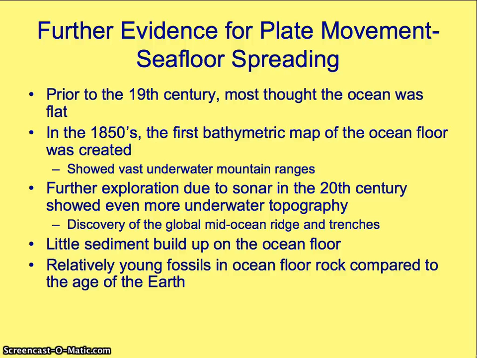So prior to the 19th century, most thought the ocean floor was flat. And in the 1850s, the first bathymetry map of the ocean floor was created. This showed vast underwater mountain ranges. Further exploration due to sonar showed even more underwater topography.